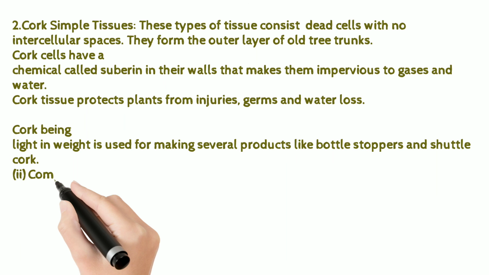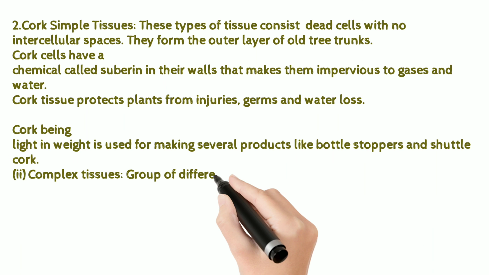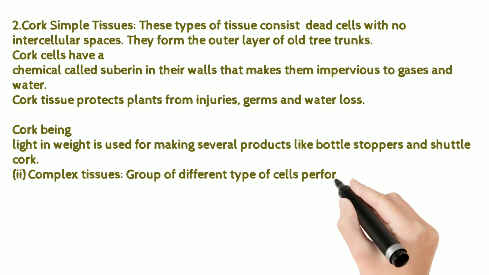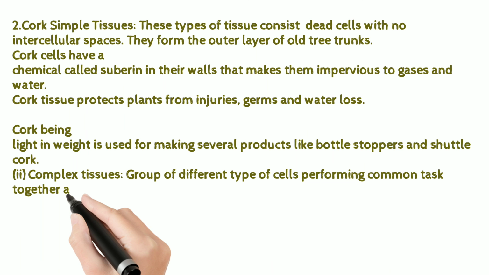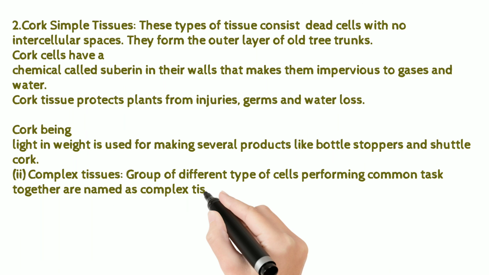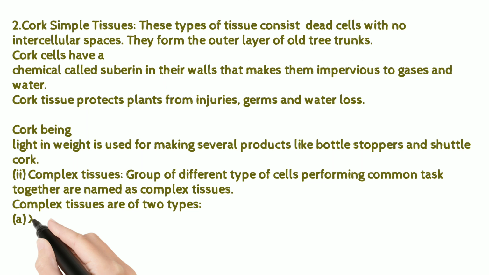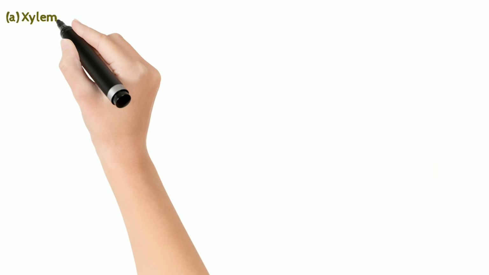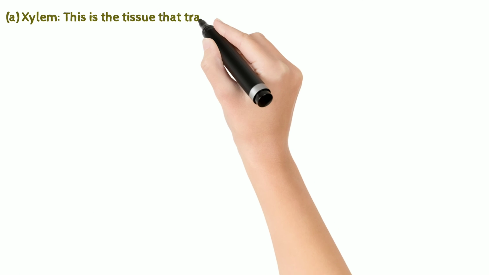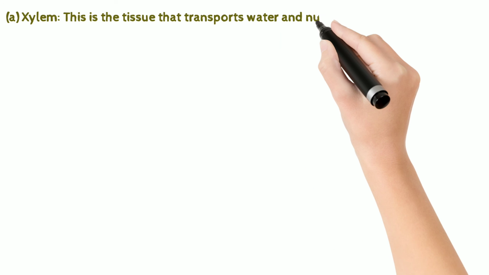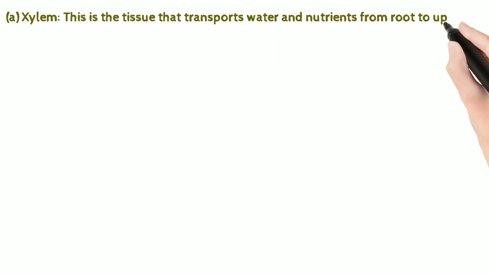Complex tissues. Group of different types of cells performing a common task together are named as complex tissues. Complex tissues are of two types: A. Xylem. B. Phloem. A. Xylem. This is the tissue that transports water and nutrients from root to upper parts of plant.